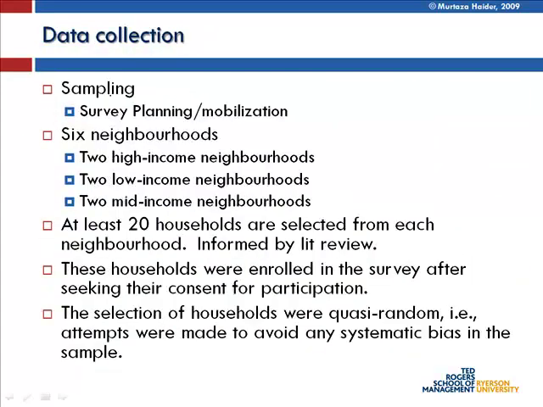So after doing the literature review and identifying previous research, the next step is to proceed and do the data collection. The first thing is sampling. How many households to collect? As I mentioned, the literature suggested that about 100 households would be sufficient, and those households were selected in six different neighborhoods. The goal was to, after identifying the neighborhoods, mobilize the community, get some community leaders who could talk to the neighborhood households and inform them that there's a study being done and that it is in the interest of the households to participate in that study.